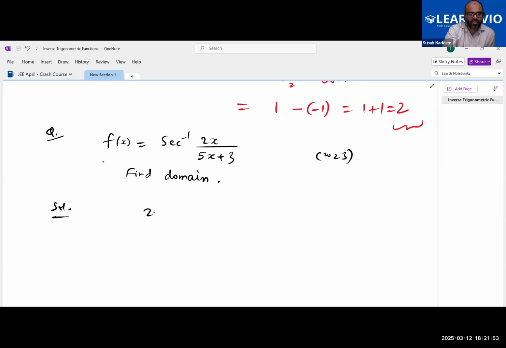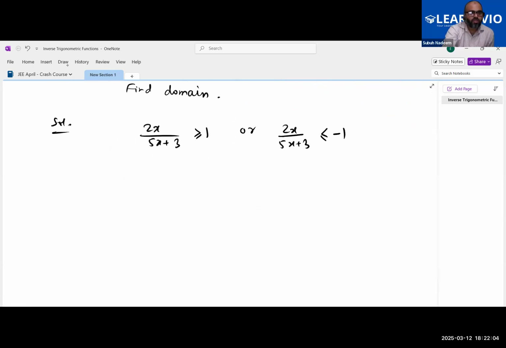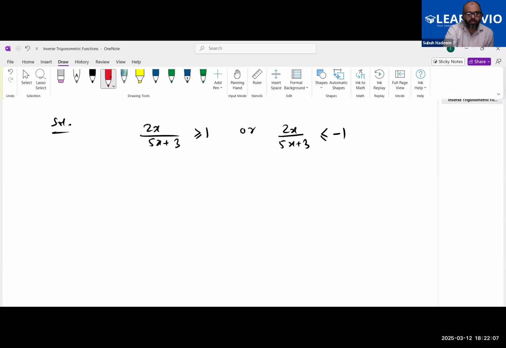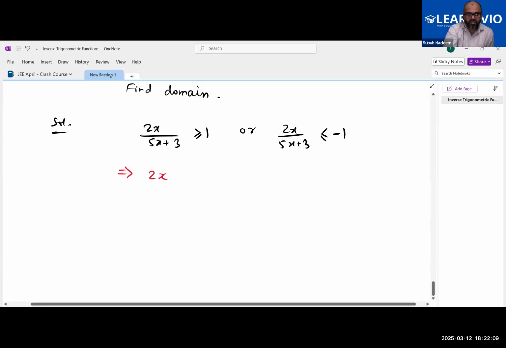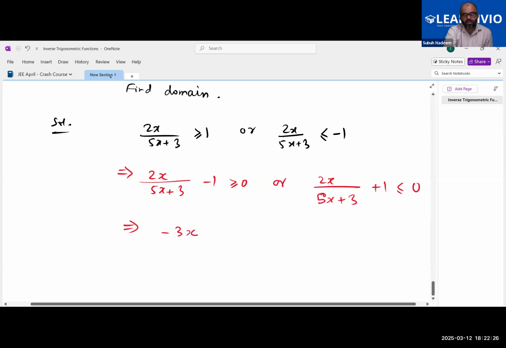So we have the condition that 2x by 5x plus 3 is either greater than equal to 1 or 2x by 5x plus 3 is less than equal to minus 1. So this we have to solve now. You remember the wavy curve method: we take the 1 on the left side, greater than equal to 0. We don't cross multiply, okay? We don't know the sign. So 2x by 5x plus 3 minus 1 is greater than equal to 0, and for the other, 2x by 5x plus 3 plus 1 is less than equal to 0. It will be 2x minus 5x, that is minus 3x minus 3 upon 5x plus 3 greater than equal to 0.